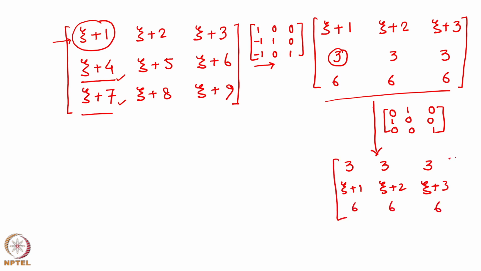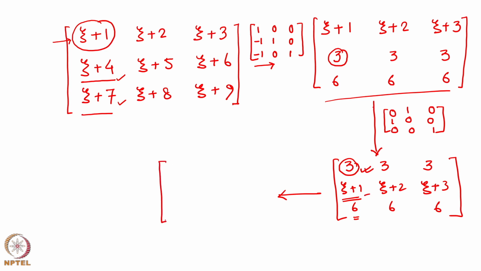Now what do I do? Once again, I just do row operations. I divide this entry by this one. But this is now very simple because this is just 3, which is a constant. I can just multiply this row by xi plus 1 divided by 3, and subtract from here.